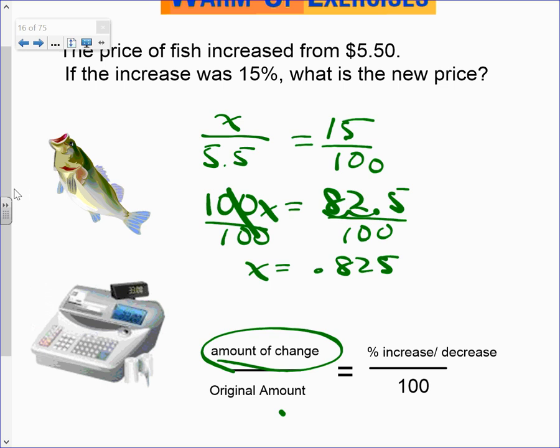Now, we're dealing with cash. X represented the amount of change from the old to the new. So, since we're dealing with cash, let's round this to the nearest cent. In other words, if you're a cashier and you're going to buy something at the store, it's not going to go to the thousands place. It only goes up to the hundreds place, right?